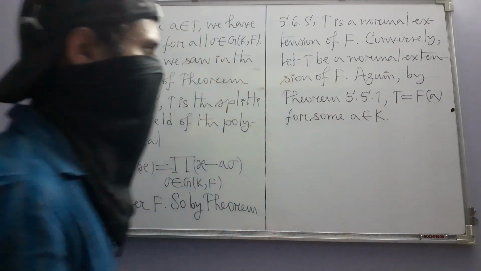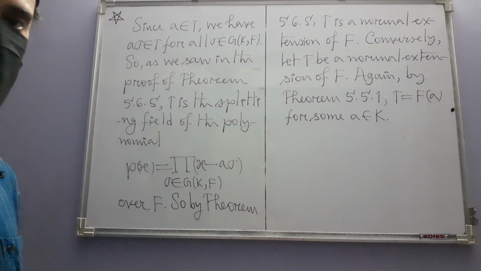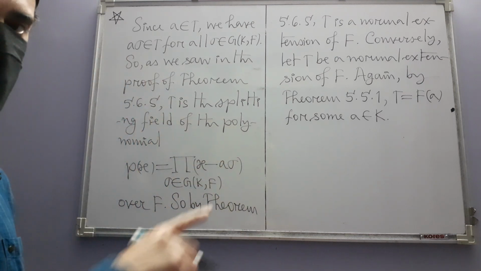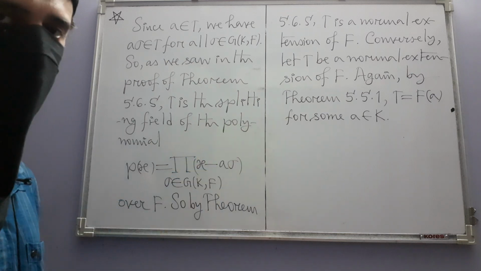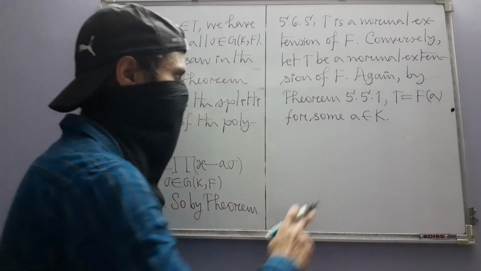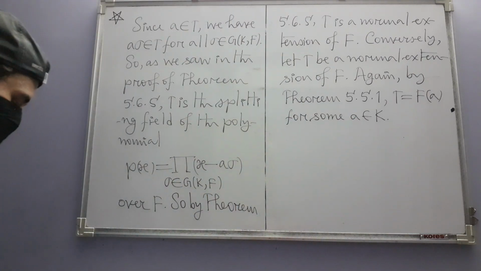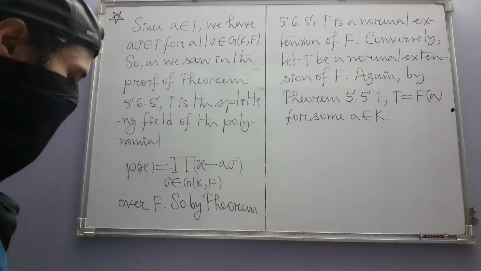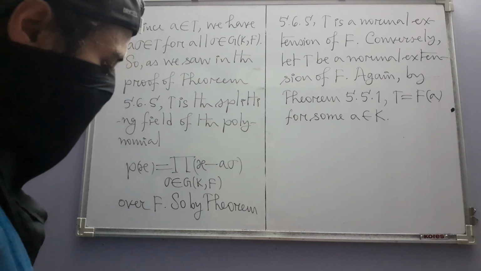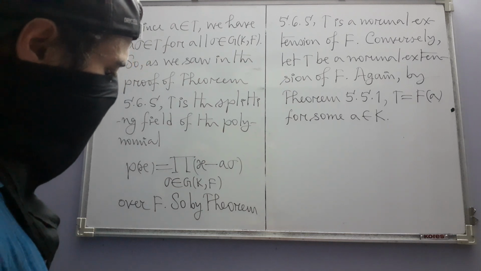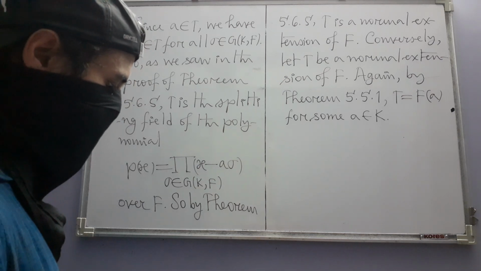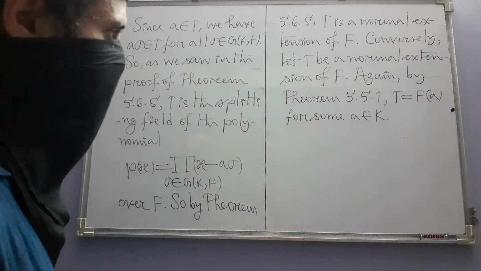You may be thinking, why am I writing this again? That's because this is one part. Okay, we are now doing something afresh. Afresh means we are doing something entirely different. So we need to again write it. Alright, now the minimal polynomial of A over F has all its roots in T.